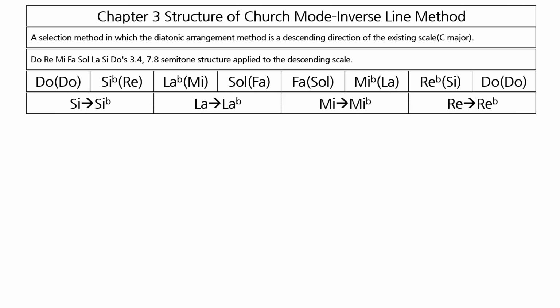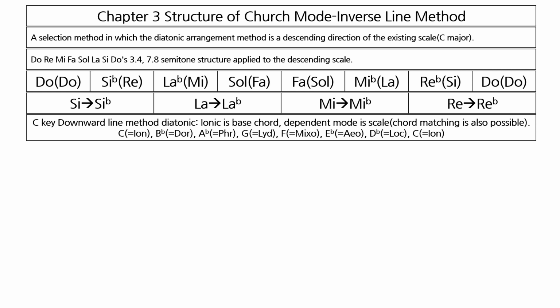Since do si is minor 2 degree, if si is lowered by a semitone, it becomes major 2 degree like do la. Also, since C flat La is minor 2 degree, if La is lowered by minor 2 degree, C flat La flat becomes major 2 degree like La Mi. In this way, if the remaining Mi and La are lowered by minor 2 degrees, Do Si La Sol Fa Mi La Do becomes Do Si flat La flat Sol Fa Mi flat La flat Do.